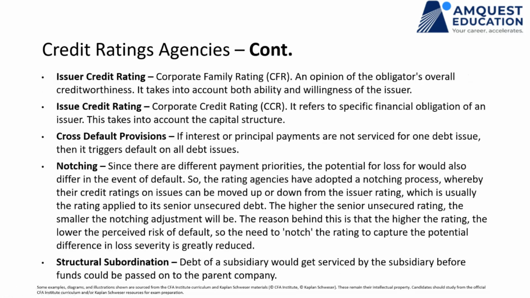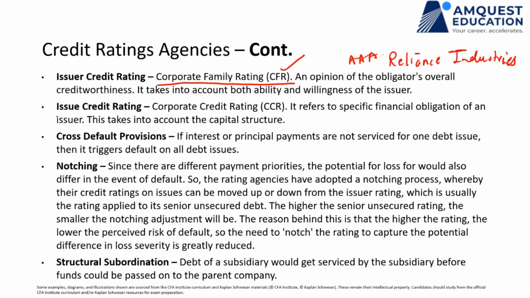Now, what are the types of ratings and how can you improve ratings? First, issuer and issue. Issuer credit rating means a corporate family rating, which means this is the rating of the company. So, for example, the rating of Reliance Industries is an issuer rating. Reliance is rated AAA. That is their family rating.